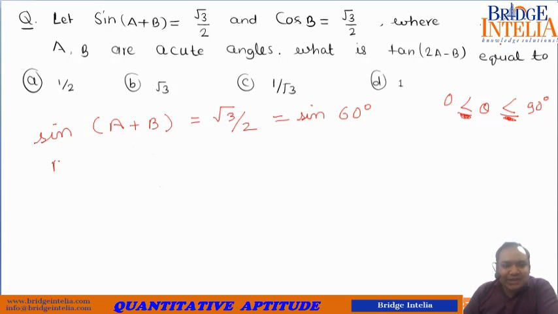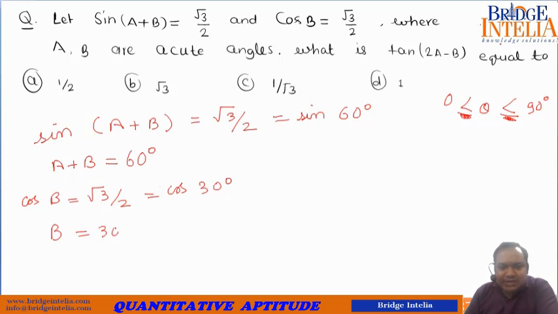So they are basically telling you that a plus b is equal to 60 degrees. Now the next piece of information given to us is cos b is equal to root 3 by 2. Root 3 by 2 is actually the cos of 30 degrees. So the next information conveyed to us is that b is equal to 30 degrees. So we now know two things: a plus b is equal to 60 degrees, and b is equal to 30 degrees. Based on this information, we can immediately find out that a is also equal to 30 degrees.